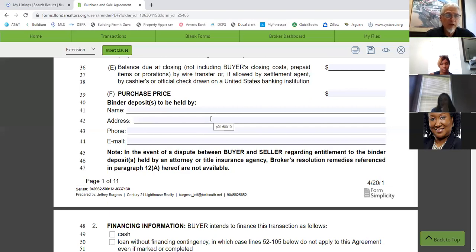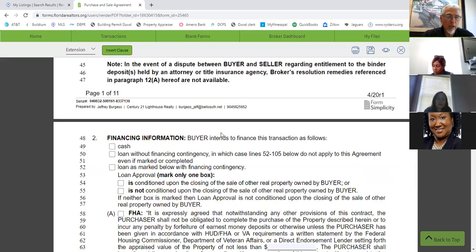Okay, and then the main office phone number, and then what email would you put down? Use admin@c21jax.com. Okay. That's a shared email between Karen and I, so we see what's going on there.